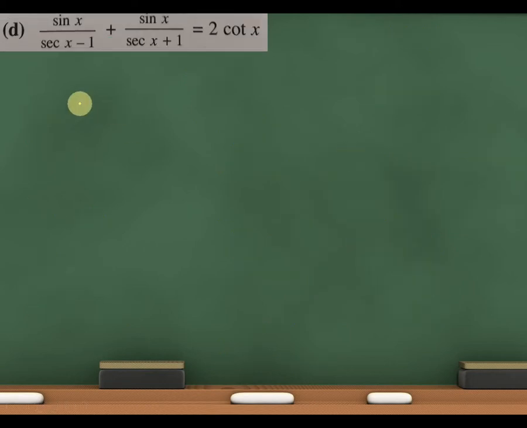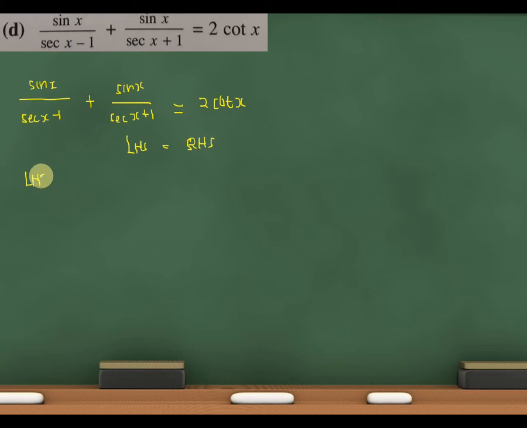Next. Okay, let's try this. Always start with the complicated side, the left hand side. This is so complicated. Fractions some more. So whenever we see a fraction, the first thing is to combine into a single fraction to simplify things. The reason why we combine into a single fraction is we want to simplify the left hand side because it's so complicated. Okay, secant x minus 1.